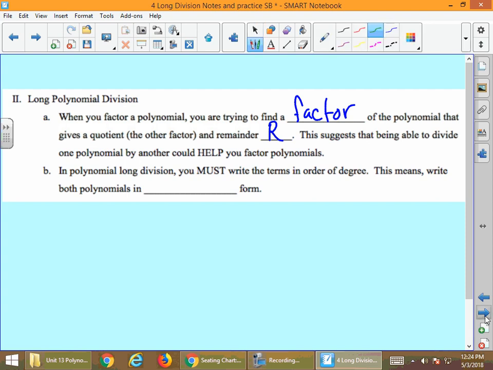But as we get ready to approach our long polynomial division, there is one thing. Our format needs to be correct. And it is that our polynomials need to be in standard form. That means that the highest exponent goes first and the next highest exponent and so forth. So this means that both polynomials have to be in descending order to actually divide.